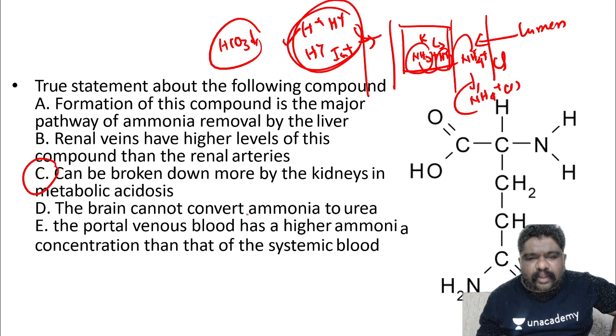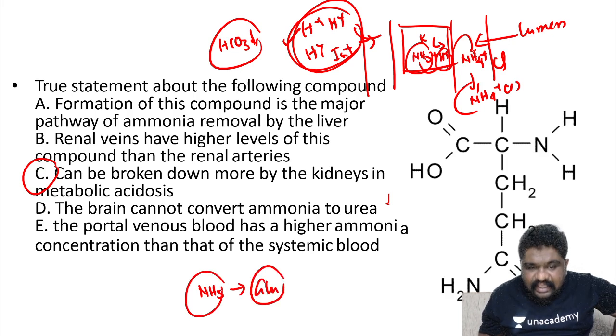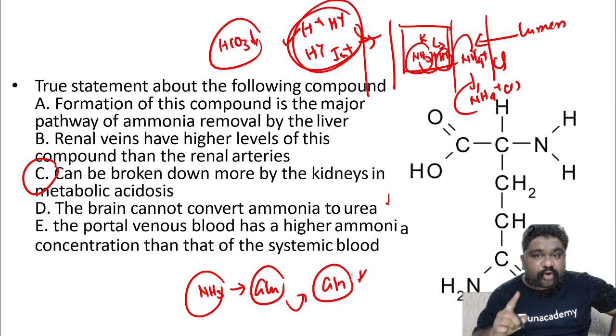Brain cannot convert ammonia to urea is actually not a completely true statement, though it can be acceptable because in the brain every single ammonia will be trapped by the alpha ketoglutarate to become glutamate. But the same ammonia can go one step forward to accept one more ammonia to convert into glutamine. So glutamine formation is a property of the brain.